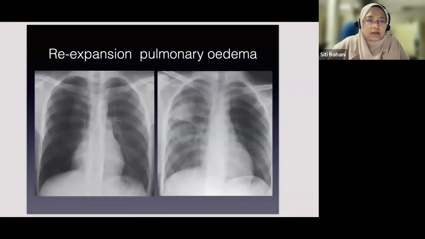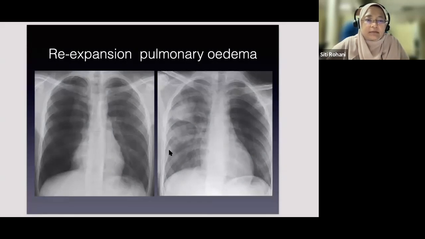This is an example of round consolidation which is caused by re-expansion pulmonary edema. This patient has a pneumothorax on the right side, so the right lung is collapsed. When the pneumothorax is drained and the right lung is re-expanded, there is fluid accumulation within the right lung, and that fluid accumulation can be focal, and on chest X-ray you can see it as a round area of consolidation.